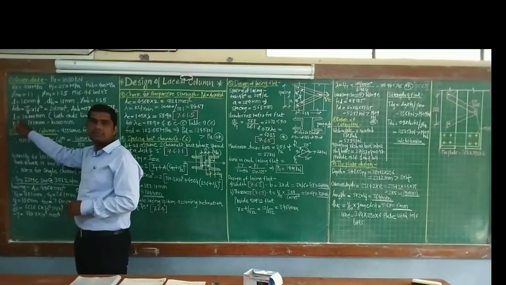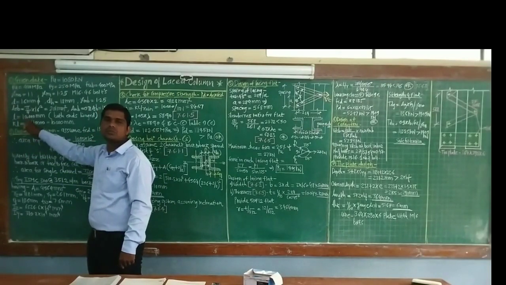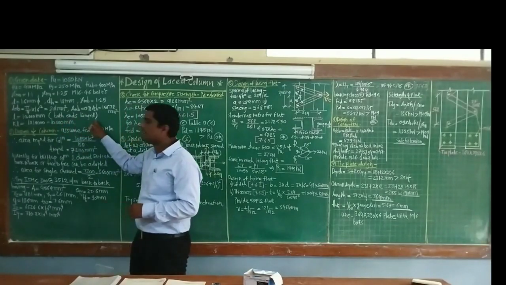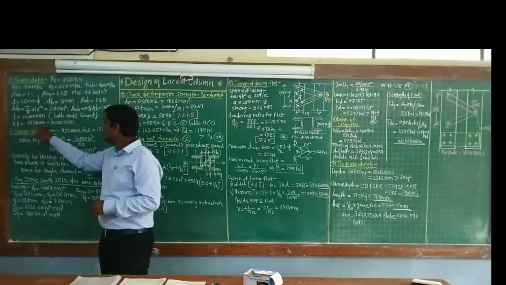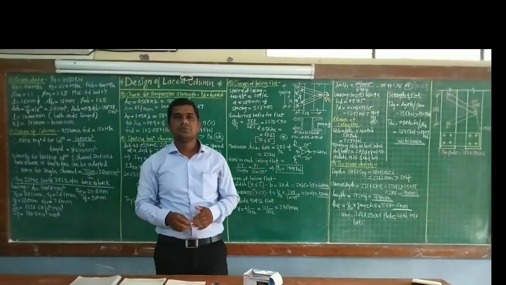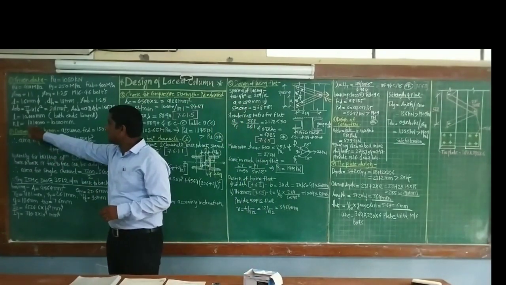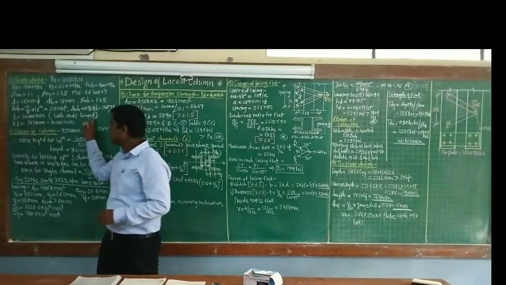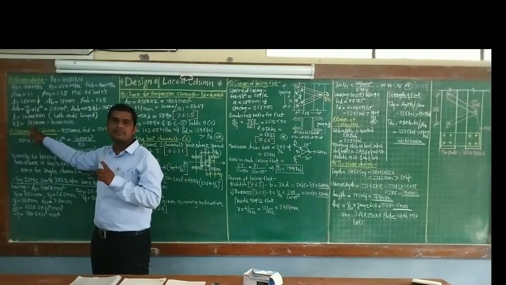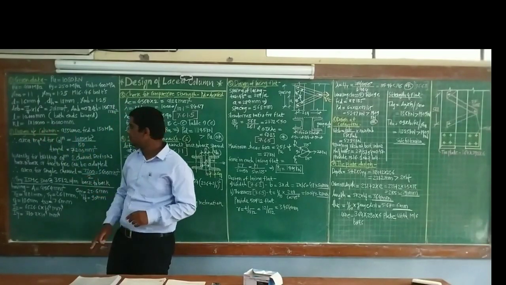Here the length of this member, or this lace column, is 10 meter, that is 10,000 mm. And here it is especially mentioned in the numerical that both ends are hinged. When both ends are hinged, we are going to choose Table number 11, page number 45. So the case will be both ends fixed. In that case, K is equal to 1. So 1 into 10,000, the answer will be 10,000 mm.